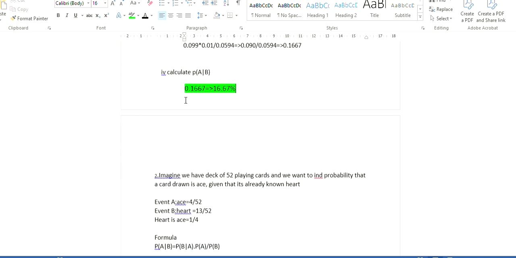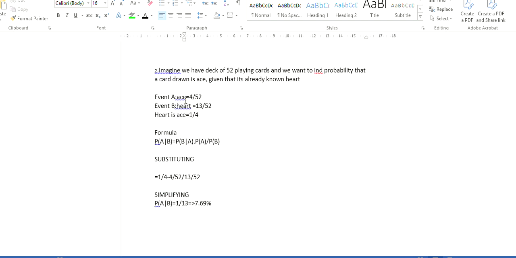So I have taken another example here. Imagine we have a deck of 52 playing cards. We want to find the probability that a card drawn is an ace, given that it's already known to be a heart. So event A is 4 by 52. What is A here? It is ace. Aces are 4 out of 52, and we have 13 hearts, that is 13 by 52. The ace that is also a heart, that combination, is 1 by 4.